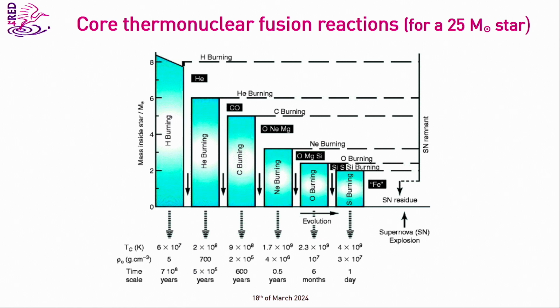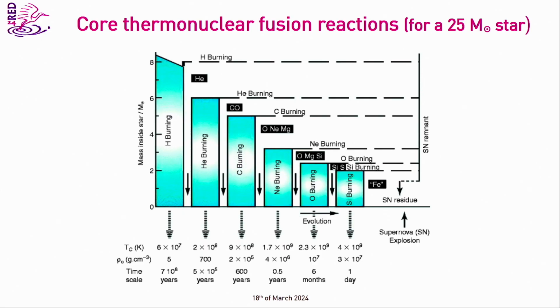And why I show you this is for you to have a grasp of the physical conditions that are reached in these stars and the timescales involved, due to, again, the dependence of the nuclear reaction cross-sections on temperature. You go from temperatures of 60 million degrees to 4 billion degrees, and with time for each of these stages that go from 7 million years for this star to 1 day for silicon burning, and then a few minutes for what happens after, and that will be the explosive nucleosynthesis.